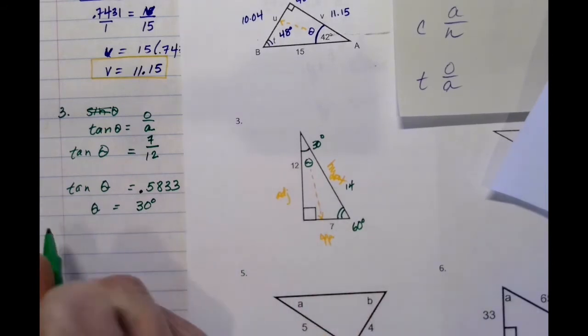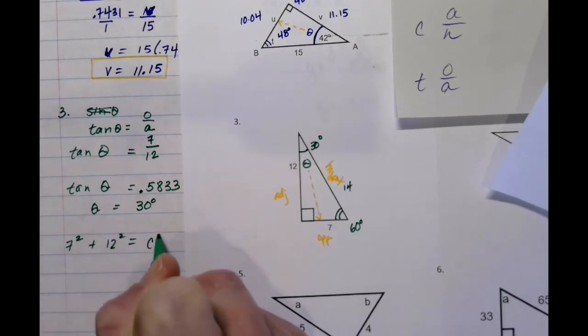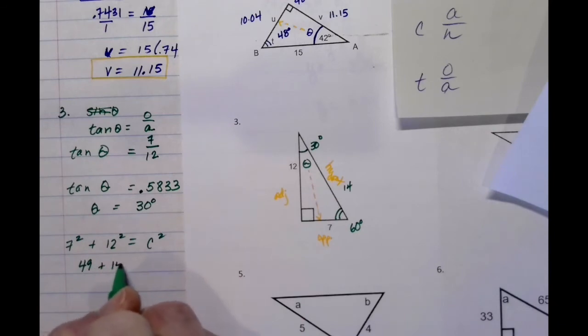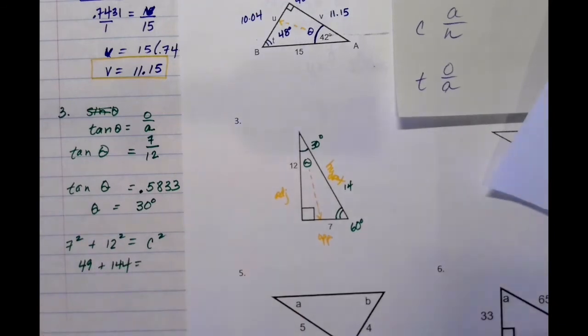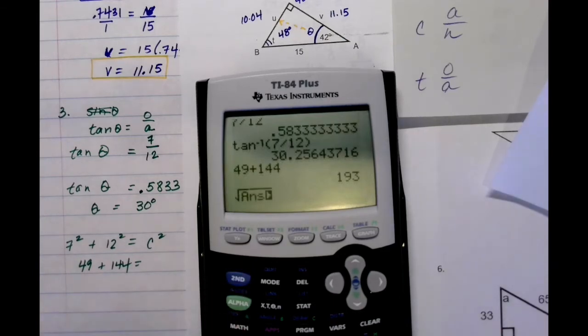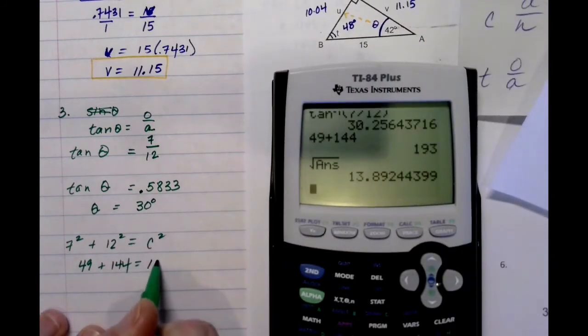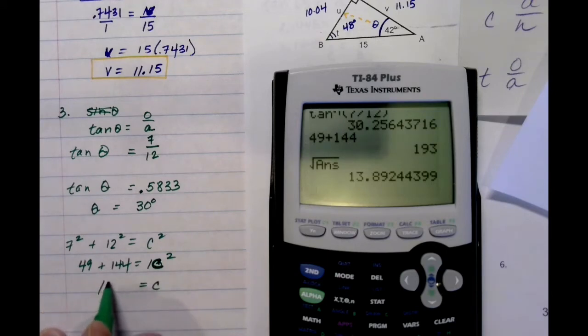If I have a squared plus b squared equals c squared, 49 plus 144, let's see, 49 plus 144, I'm a little off from 196, which is 14 squared. So if I need to take the square root of that value, 13.89, it's going to be pretty close. We'll keep on solving. So C is going to be equal to 13.89, that value for C.